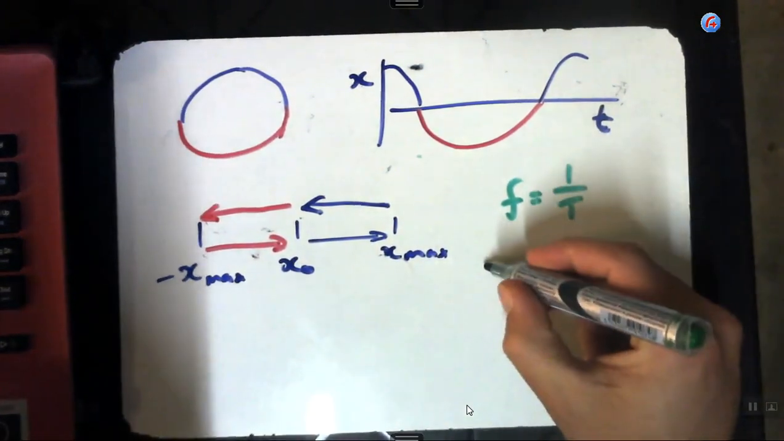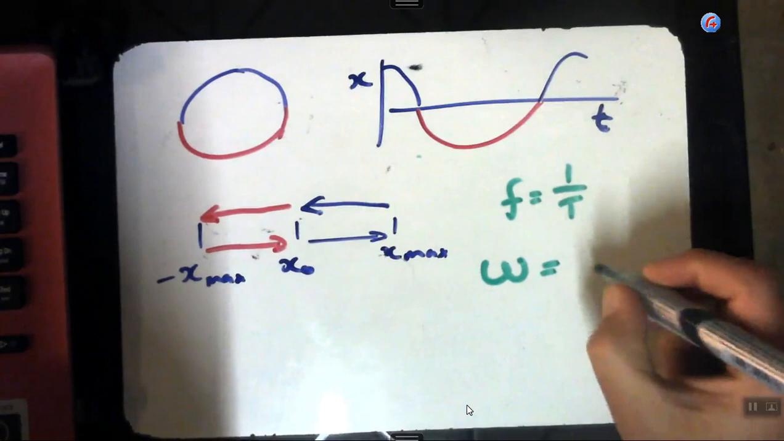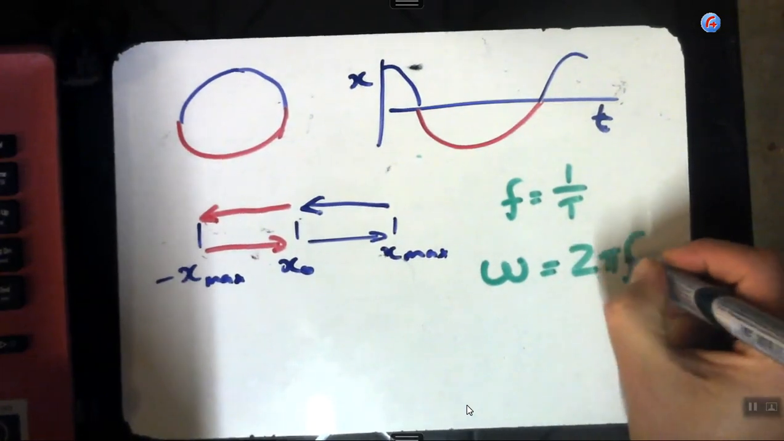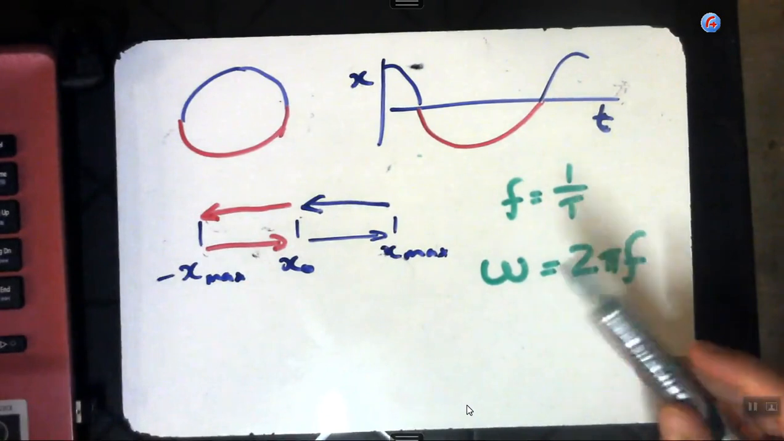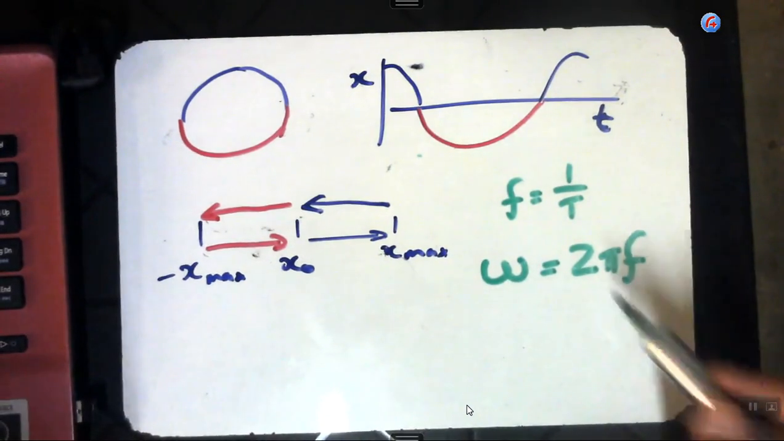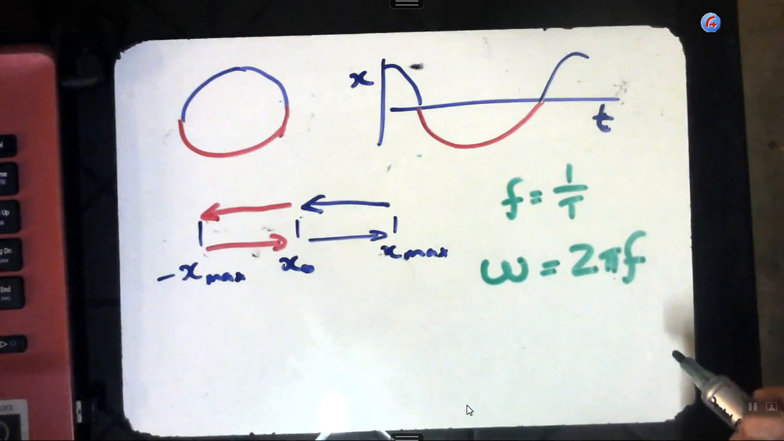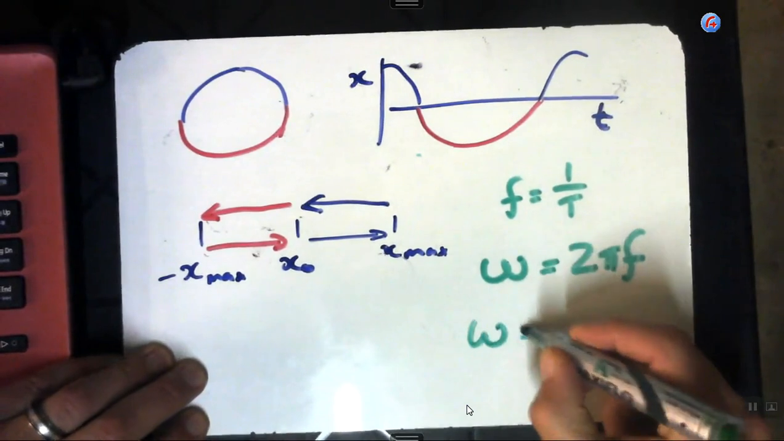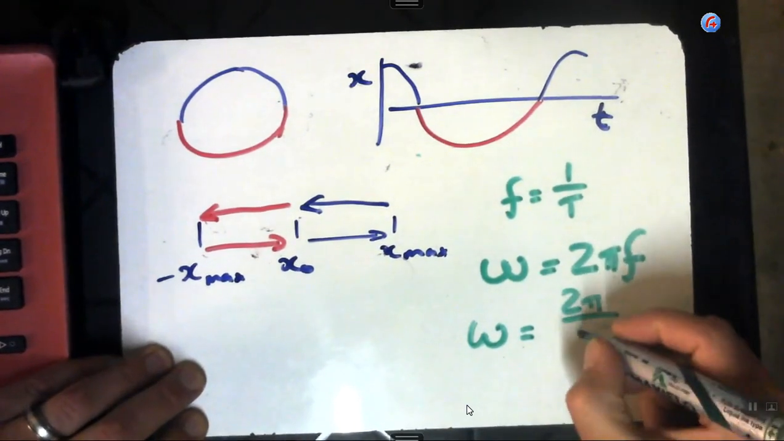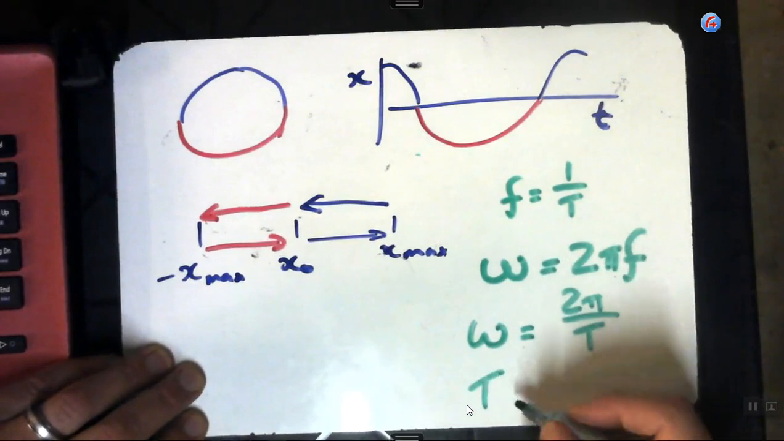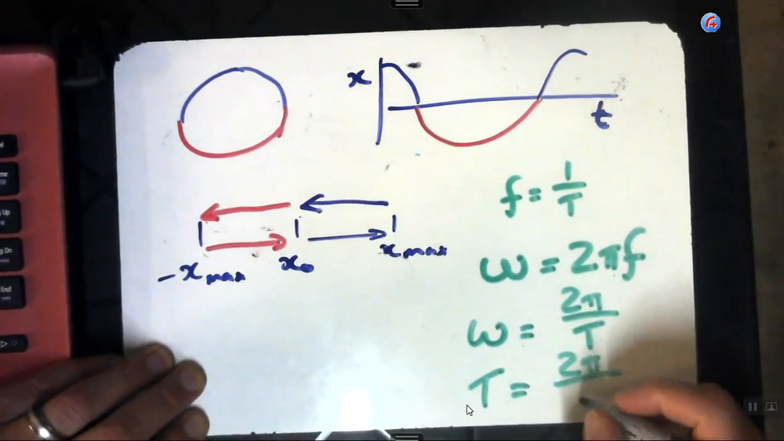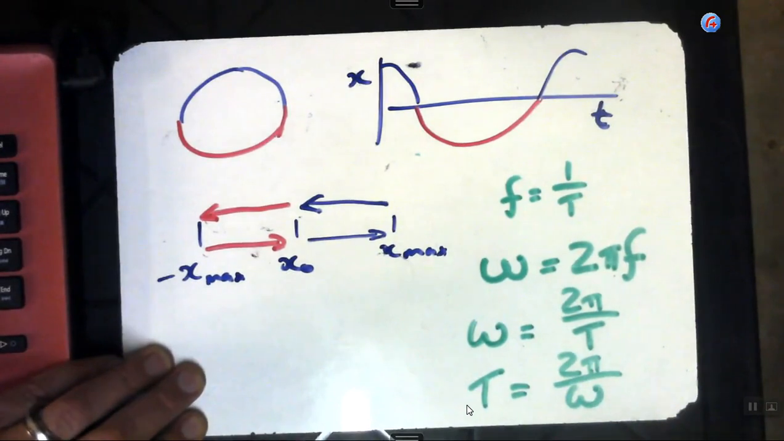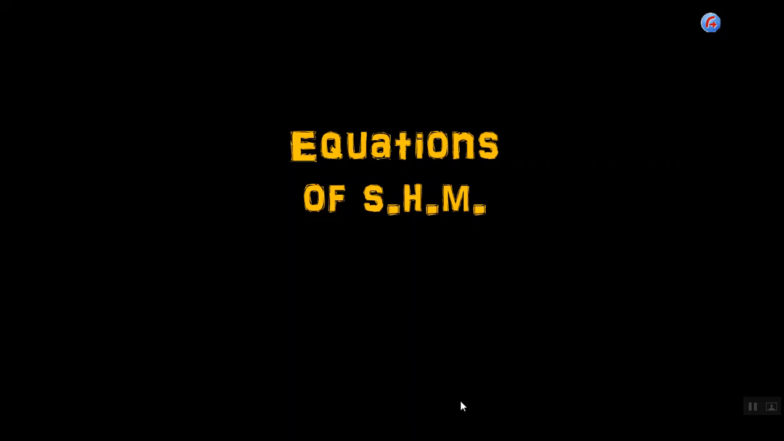And from chapter 2, you would be able to recall that the angular frequency is 2 pi times the frequency. So this is the angular frequency, and therefore if we combine the two formulas, we can calculate the angular frequency in terms of period, or we can calculate the period in terms of angular frequency. Now this value is going to become very important very soon. Next we'll move on to equations of simple harmonic motions.